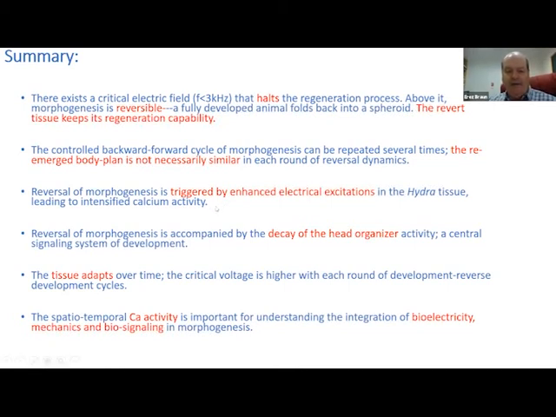The process of reversal of morphogenesis is triggered by enhanced electrical excitation, followed by enhanced calcium excitation that in turn affects the mechanics the way I showed. And this electrical-mechanical coupling is the process that leads to reversal, but nevertheless, it's not manifested only in mechanics. I showed you that the central signaling system also decays under this condition.